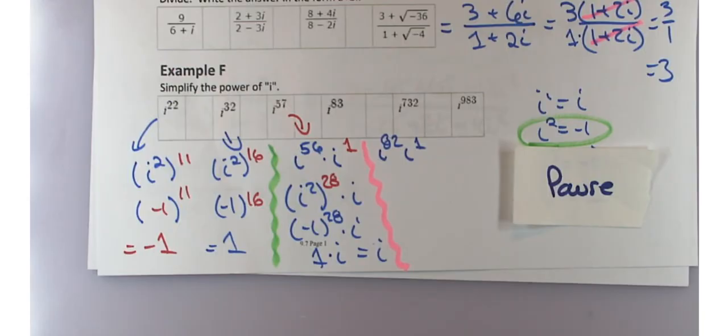First thing we did was we broke this up as i squared to something. And do the same thing here. i squared to something. And the trick is, 2 times 28 gave you 56. You can do the same thing there with 82. Where I've got negative 1 times i, which is just negative i.